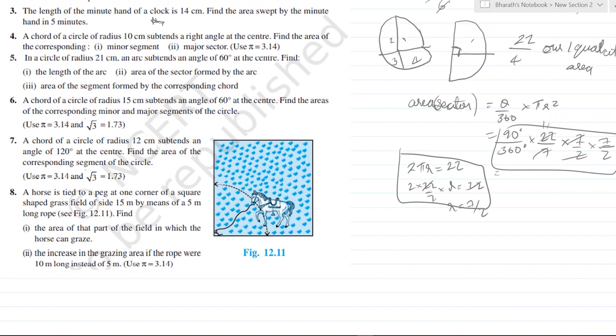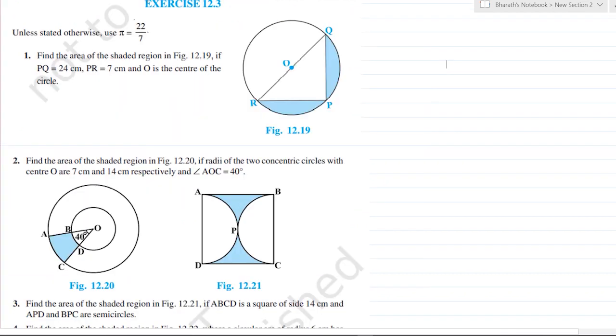A chord of a circle of 12 centimeters subtends an angle. Same thing. Horse also moves on this same circle. They have made this diagram easy for us. This is our circumference. Fine. So let me start 12.3. Find the area of the shaded region. Okay, so here PQ is 24 centimeter and PR is 7 centimeter.